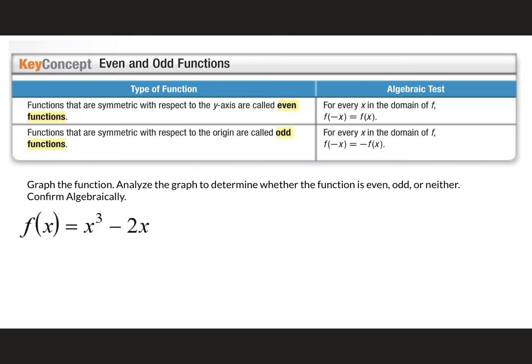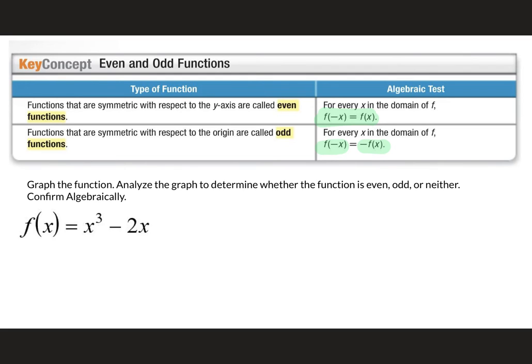We also have some special functions. We can have an even function if it's symmetric to the y-axis, and if I have this condition met, meaning if I replace the x with a negative x, I still get f of x. It is an odd function if it is symmetric with respect to the origin, and if I input a negative x, I get the opposite of the function.